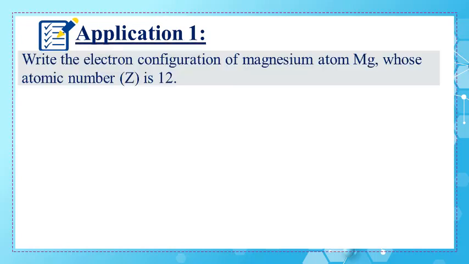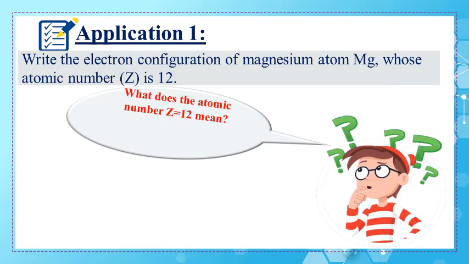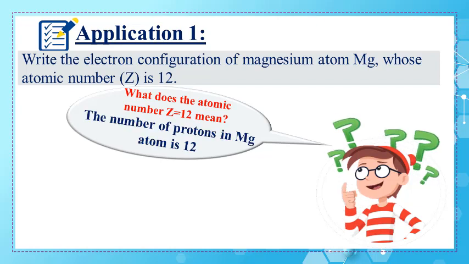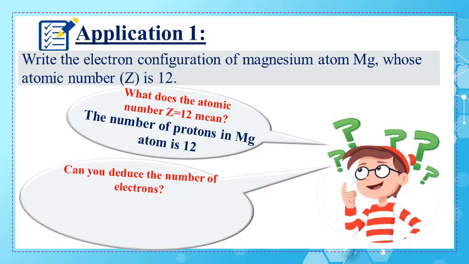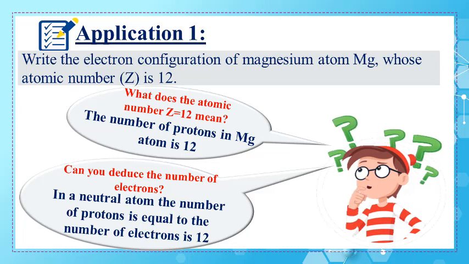Dear students, now you have to solve 3 applications, and you can pause the video to try solving each one. In application 1, you have to write the electron configuration of magnesium atom Mg, whose atomic number Z is 12. Do you remember what the atomic number Z equal 12 means? It means that the number of protons in Mg atom is also 12. Can you deduce the number of electrons? Yes, in a neutral atom, the number of protons is equal to the number of electrons, which is also 12.